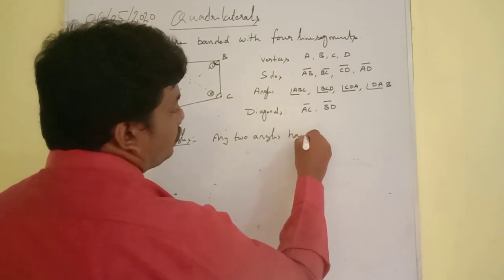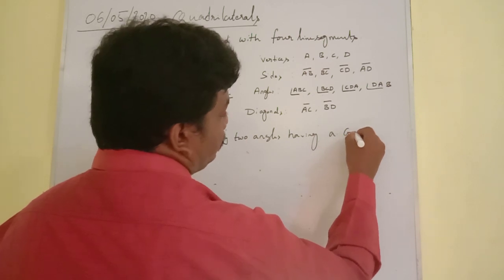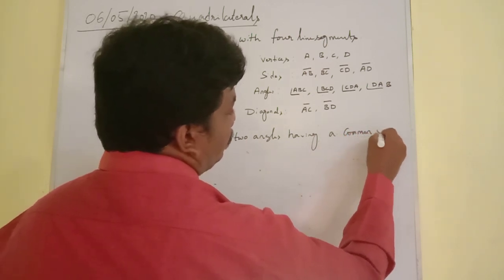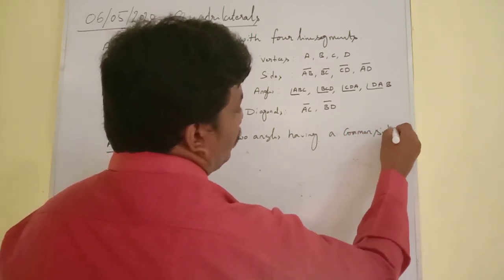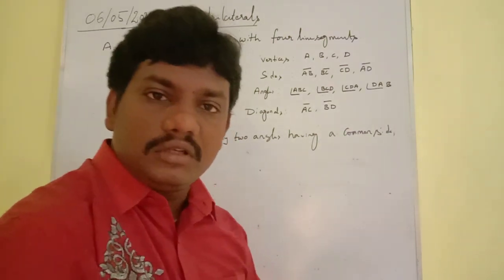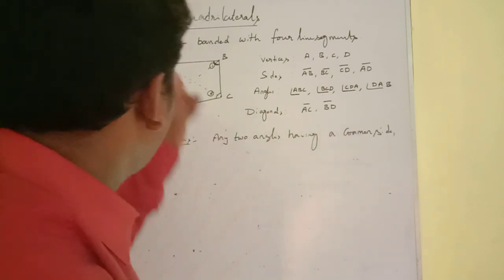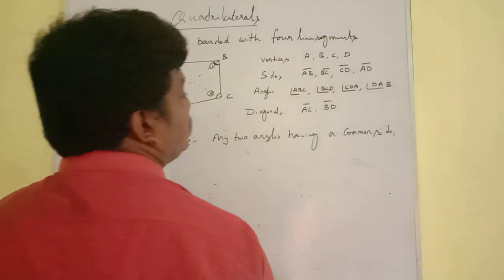having a common side, any two angles having a common side is known as adjacent angles. Adjacent angles. Let me consider what is an adjacent angles now.